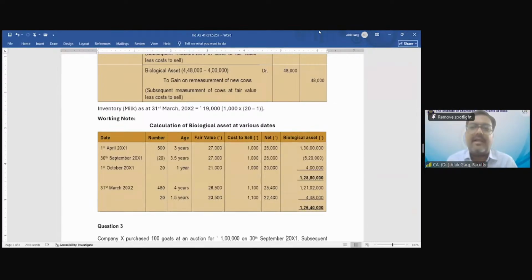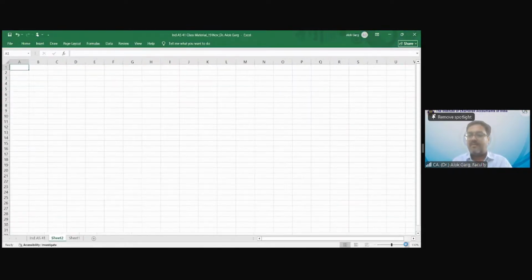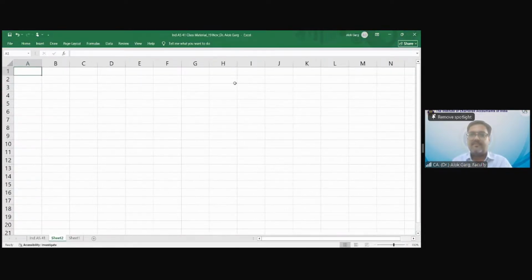So let me solve this question on the Excel file, right? Because this question has a lot of lengthy calculation. Shall I solve this on Excel file? Can you see the Excel file? Question number 2. Cows.